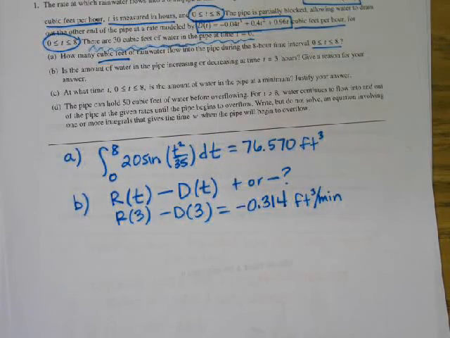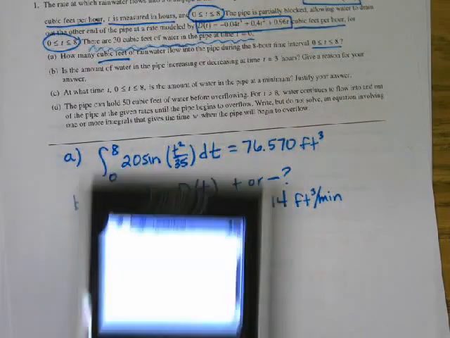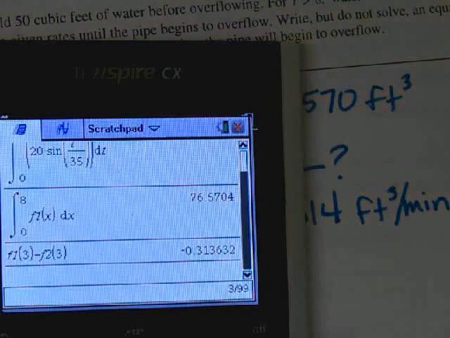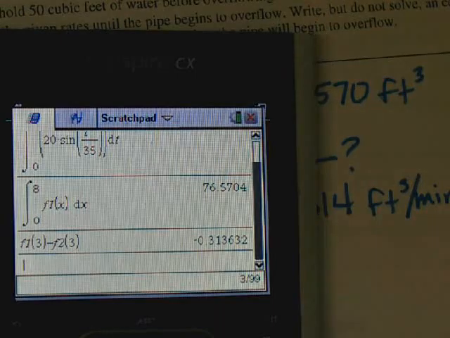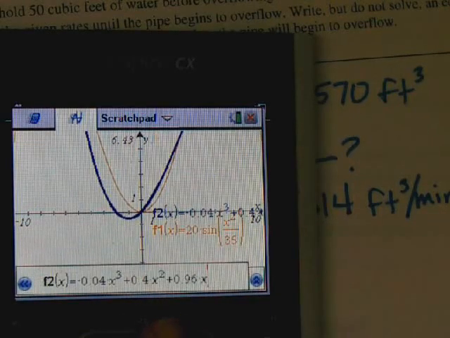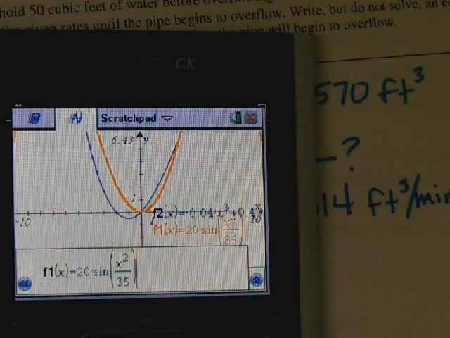Alright, so we got a negative answer, which means that the amount of water in the pipe is decreasing, right? So since we got a negative when we did R3 minus D3. Do you want to put units? No, I don't think on this problem you do, because it doesn't say anything about units on any of these. Usually they'll say, like, be sure to indicate units or whatever.